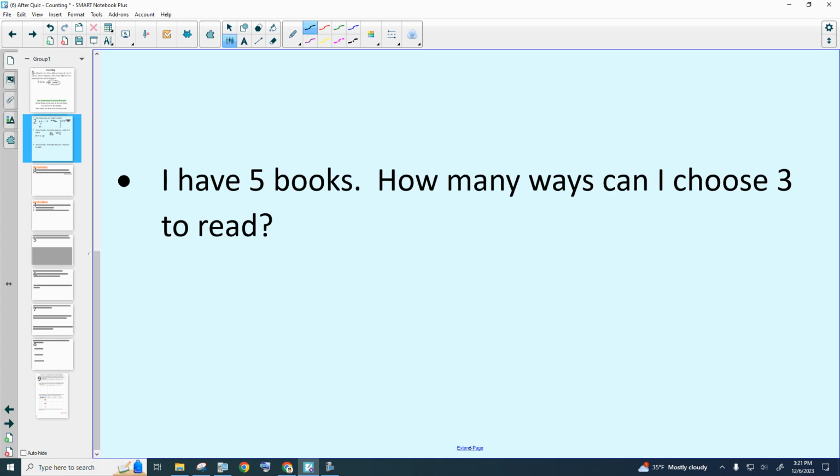All right. Last example before we get into what is what. I have 5 books. How many ways can I choose 3 to read? So I'm just choosing 3. Does the order matter? No. So in this case, the order does not matter.